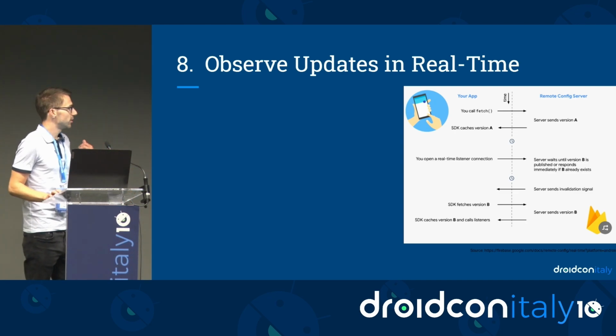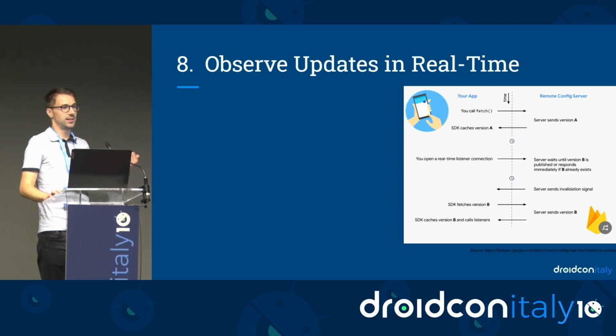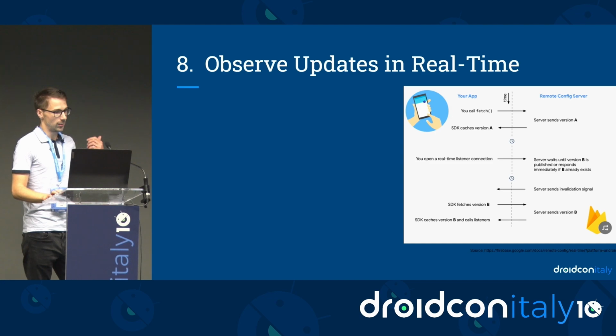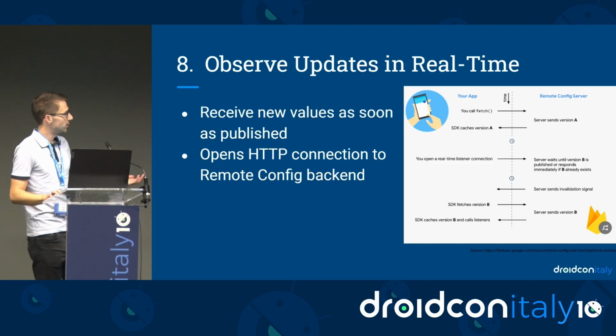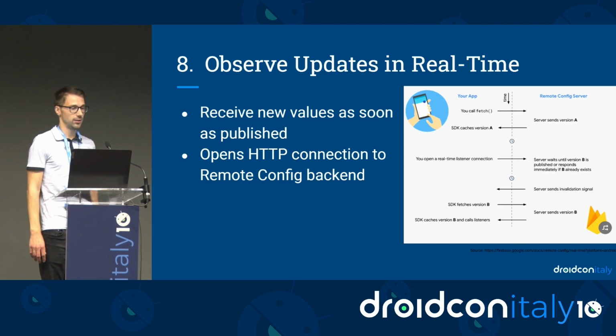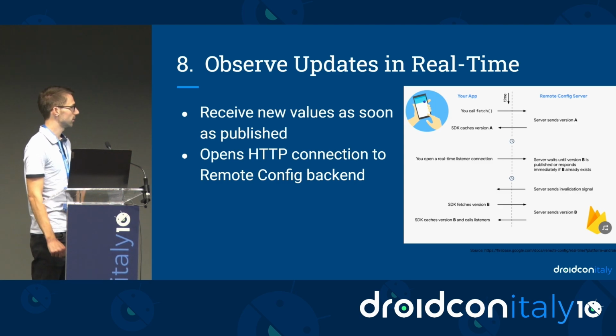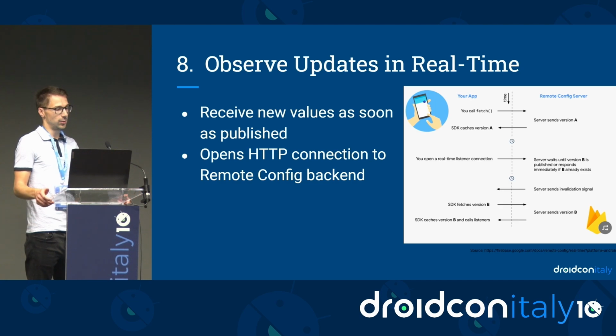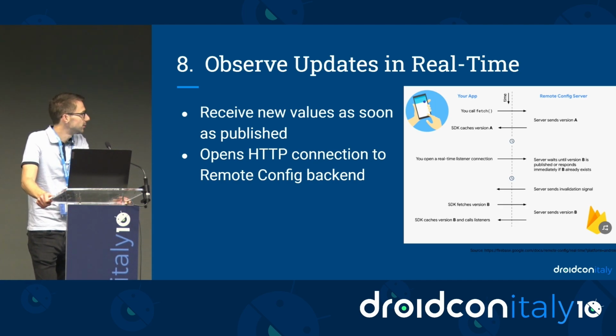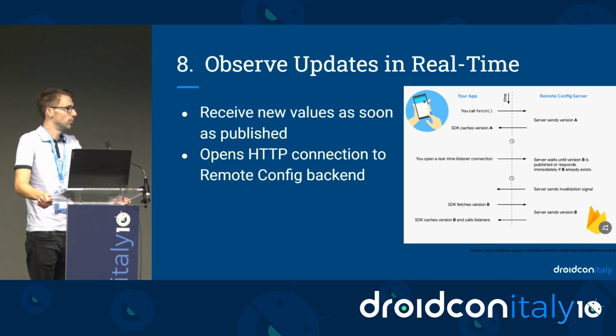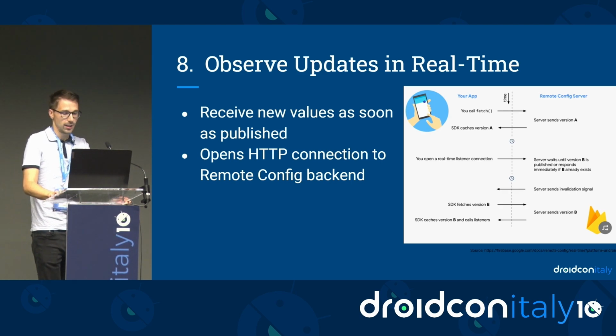So we talked about kill switches earlier, and that they are updated more often. Well, Firebase allows you to do that. It allows you to receive new values as soon as they are published on the console. It does that by opening an HTTP connection to the remote config backend, and it has some smart cache invalidation logic. Basically once you publish updates, it will push the values to you.